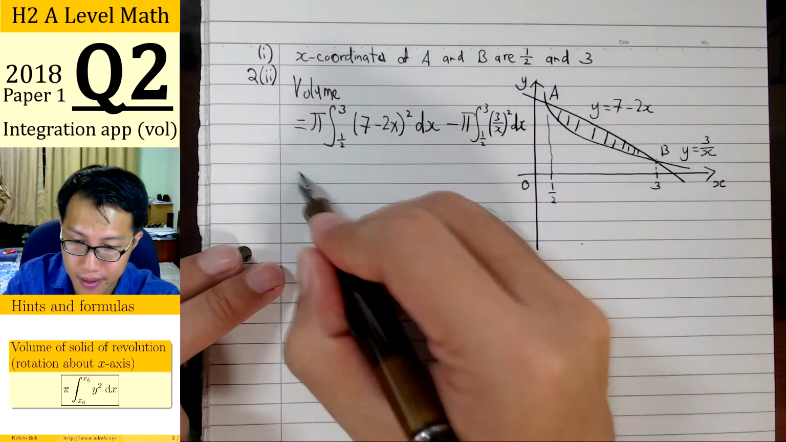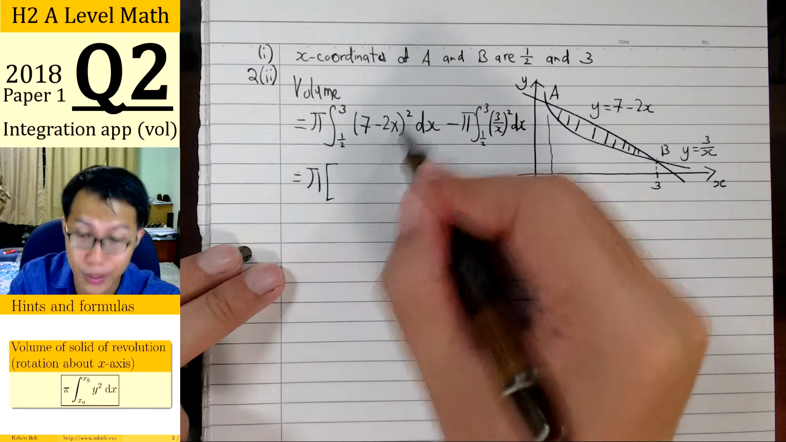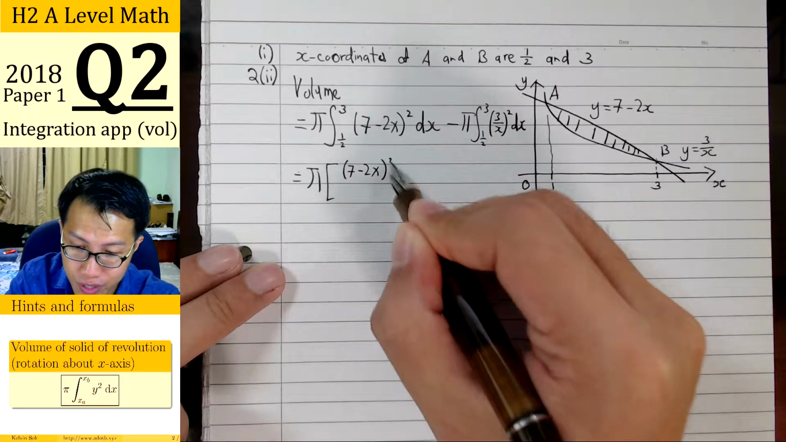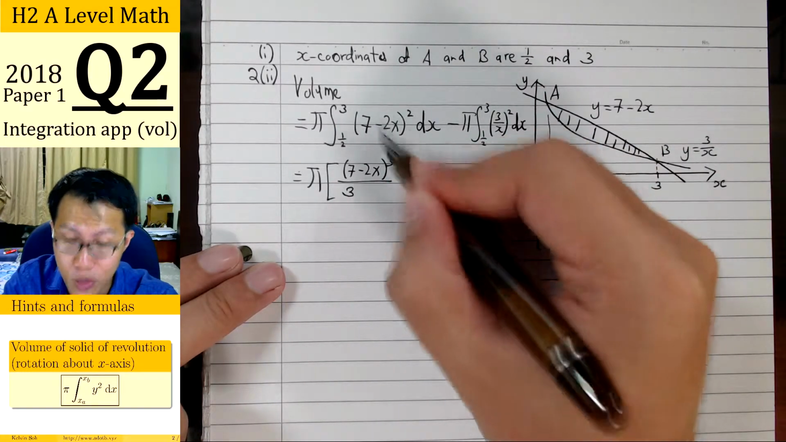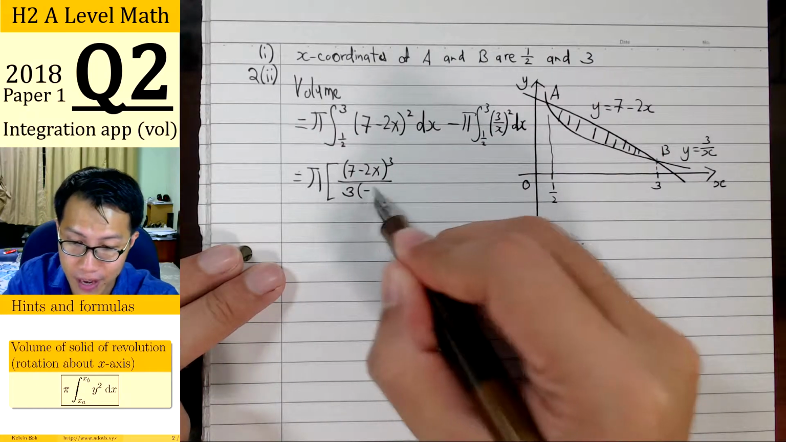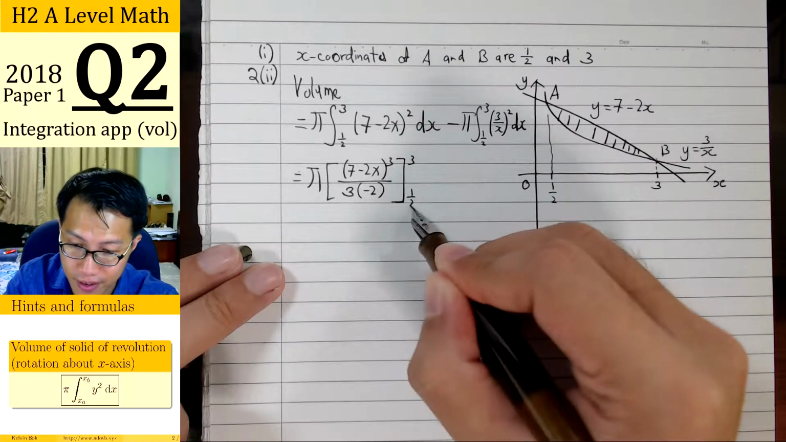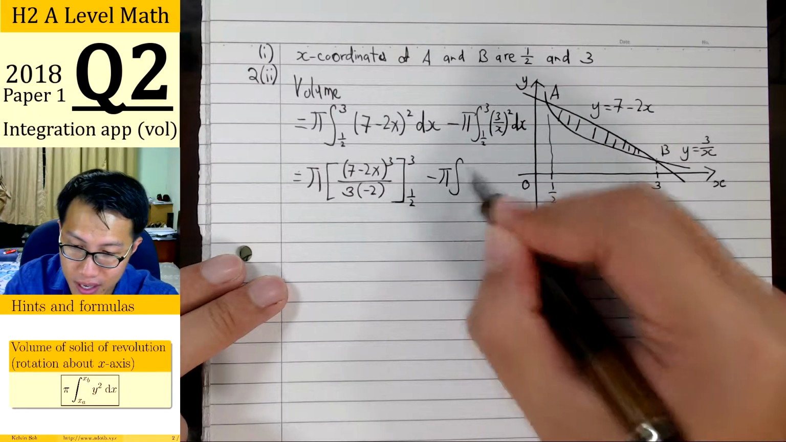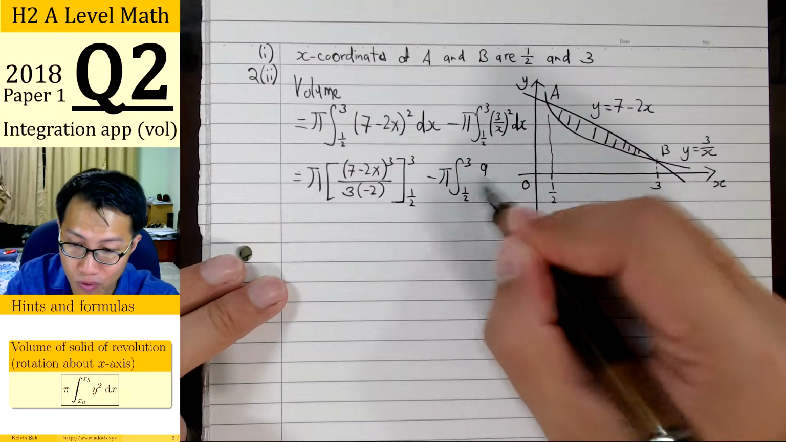This first expression we can integrate using the chain rule. So we bring the power up by 1. So we get 7 minus 2x cubed over 3. However, there's a coefficient of minus 2 for our expression inside. So we further divide by minus 2. Now limits of 3 and half. Let's simplify the second expression before we integrate. Expanding the square will give us 9 over x squared.